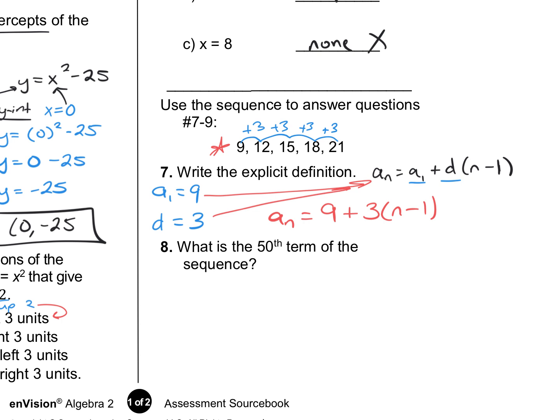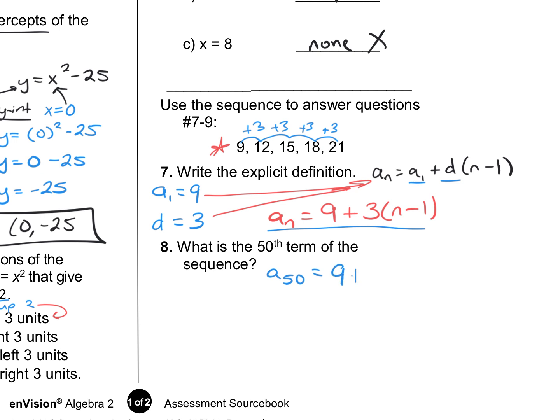On number 8, it wants the 50th term of the sequence. What is it looking for if it's the 50th term? A50. Yep. So why do you think I had you write this down? To use it to find the 50th. We're going to use it on number 8 to find the 50th term. How do I use it? Plug 50 into n.